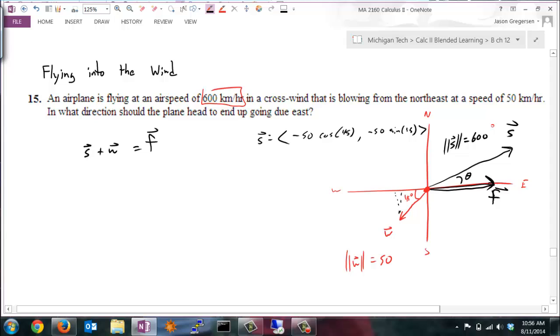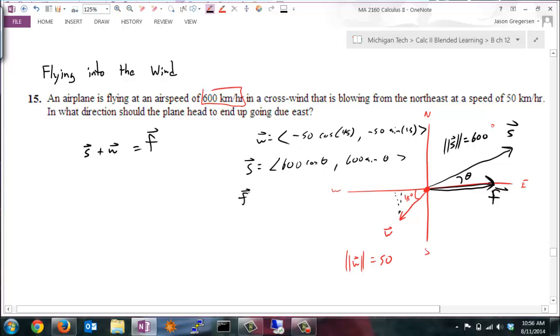I'm sorry, that's W. Thank you. S is going to be, well, I know the magnitude is 600, so I'll have 600. I know it's positive in this quadrant. It's going to be 600 cosine of theta, and then 600 sine of theta.